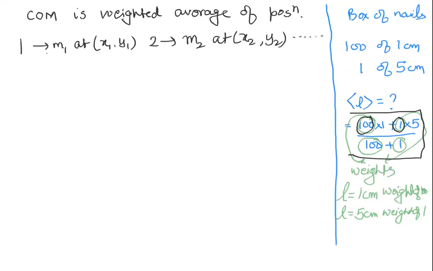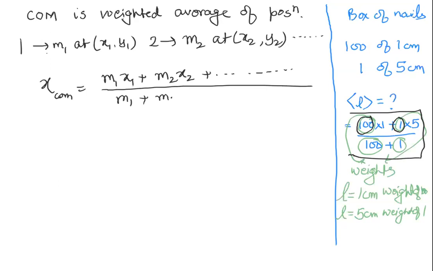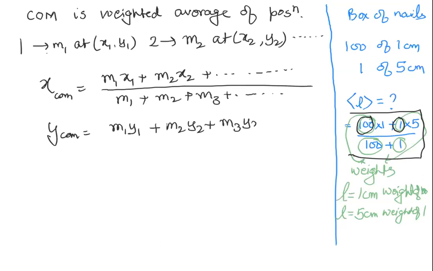Then the weighted average of position is center of mass. So x coordinate of center of mass will be equal to m1 x1 plus m2 x2 plus m3 x3 whole divided by m1 plus m2 plus m3. Similarly, the y coordinate of center of mass will be equal to m1 y1 plus m2 y2 plus m3 y3 whole divided by m1 plus m2 plus m3.